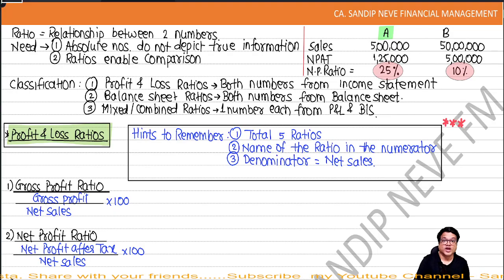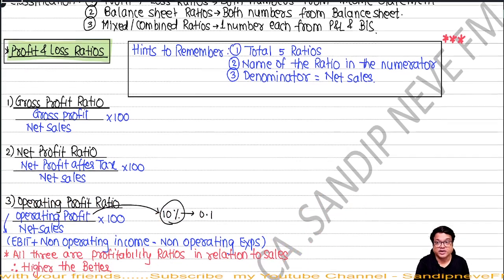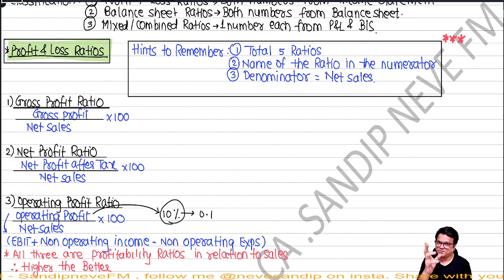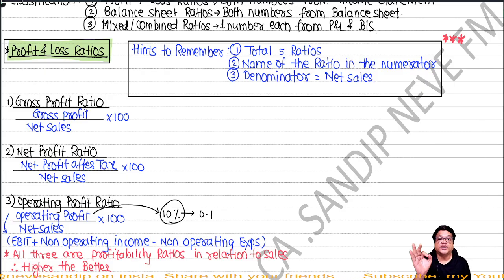Simple. When we talk about P&L ratios, people, I hope you remember the basics. I've given you hints to remember everything. So in P&L, how many total ratios are there? 5 ratios. Correct. You're on point. How do we remember next? What will be the numerator? The numerator will be the name of the ratio. Very simple. If you have learned this from me in the class, you know what we are discussing. And the denominator is going to be net sales.